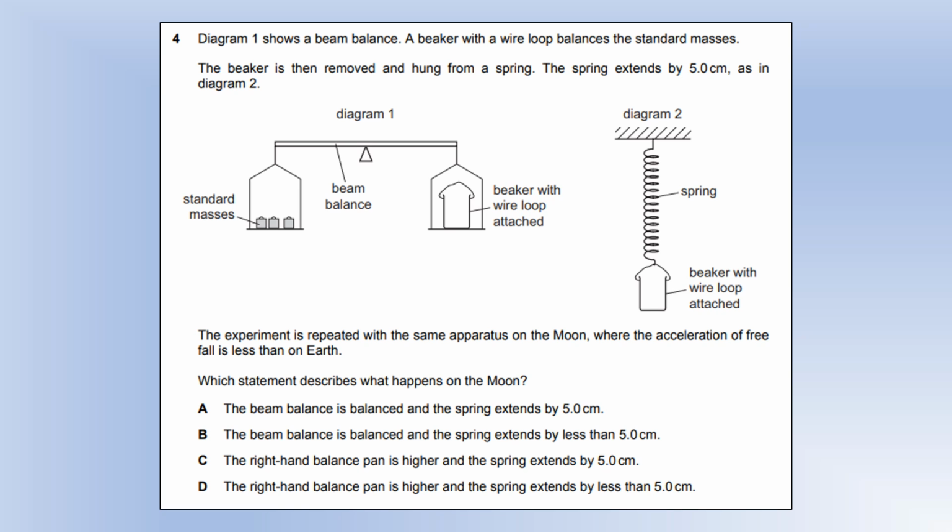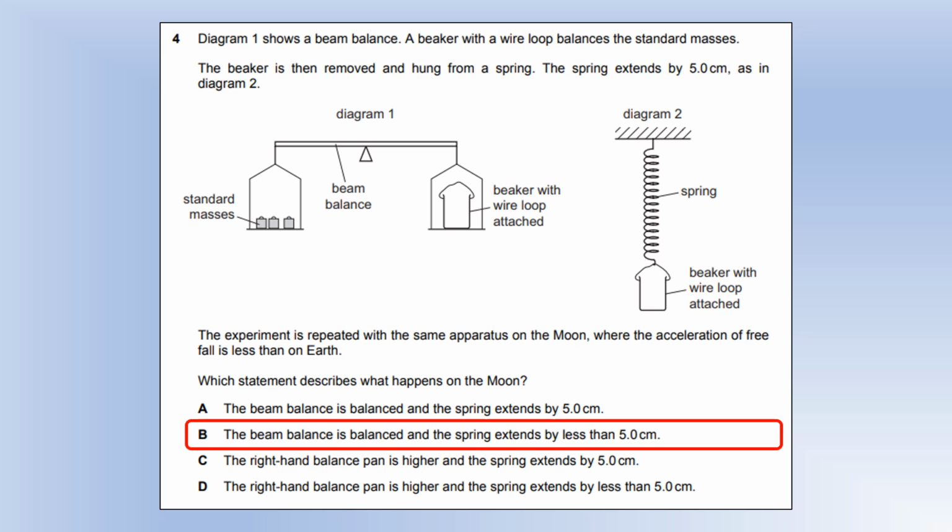So before we even look at the answers on this one, the moments system is not going to be affected at all because both the left and the right rely on the weight force, and although the acceleration due to gravity is smaller, that's going to affect both sides. So diagram 1 we should see no change, but if there's a smaller weight force, there's going to be a smaller extension of the spring. So diagram 2 I expect to be shorter. So let's see which one of those. So we want one of the first two because the beam is still balanced, but the extension is less because the weight force is smaller.